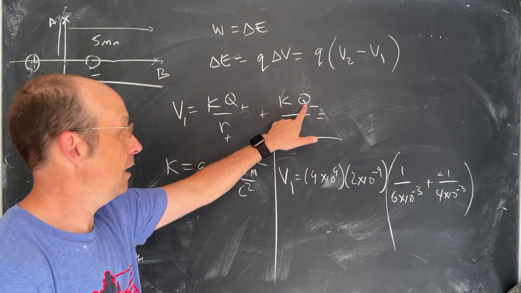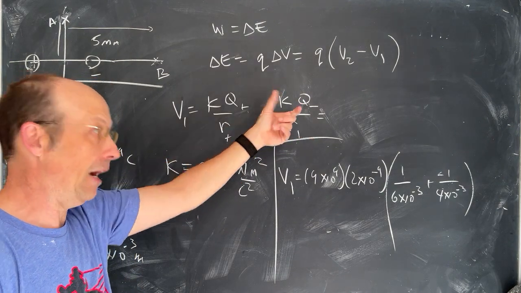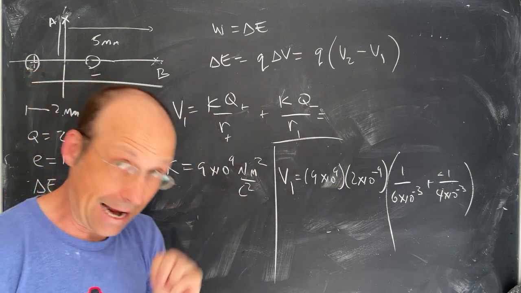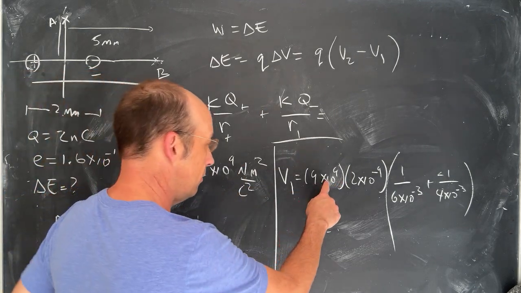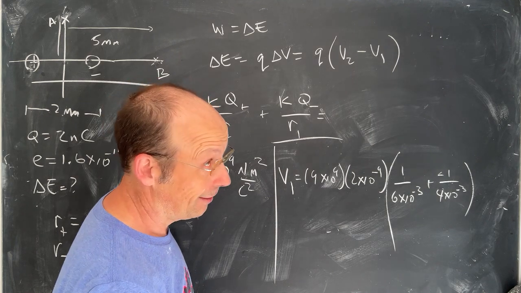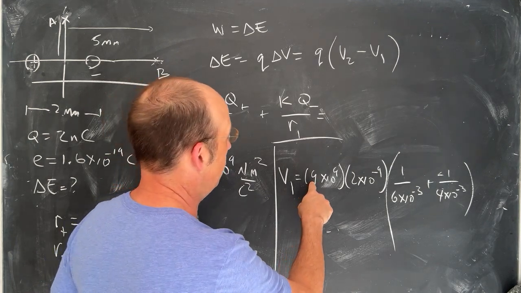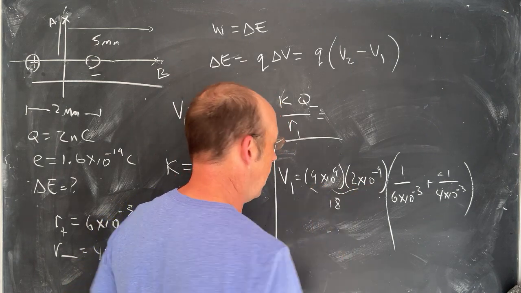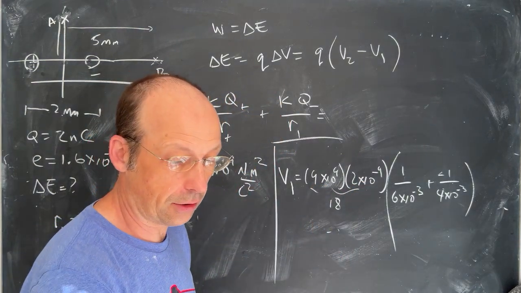Right, because this is a negative charge. I factored out the value of Q. Now over here, we can do a little math trick. If I have 10 to the 9th times 10 to the negative 9th, it's 1. Nice. And then I have 2 times 9 is 18. So this whole thing is just 18. Okay, let's just go ahead and put it in our calculator.